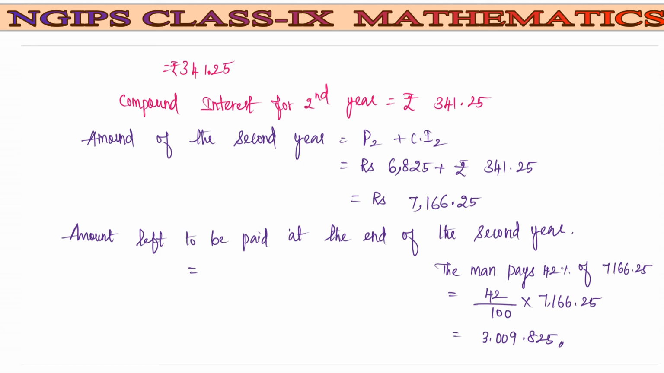In total, we have the second year amount, the total amount, minus the repaid amount. So if we subtract both, 7,166.25 minus 3,009.825, we are going to get 4,156.425. So this is the leftover amount that has to be paid at the end of the second year.